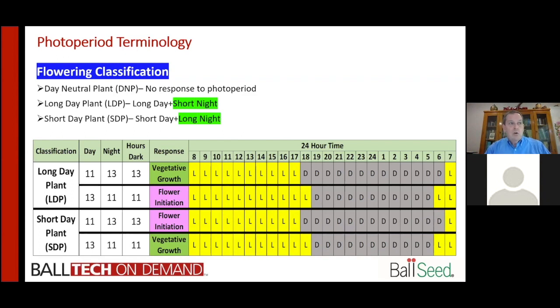Conversely, there's short day plants. These are plants that flower when the days are short. So for example, when you have an 11-hour day and a 13-hour night, then that plant will initiate flowers. Conversely, if you have a 13-hour day and an 11-hour night, the plants will be vegetative. And I think most people really understand that if they've grown poinsettias or chrysanthemums, those are classic short day plants.